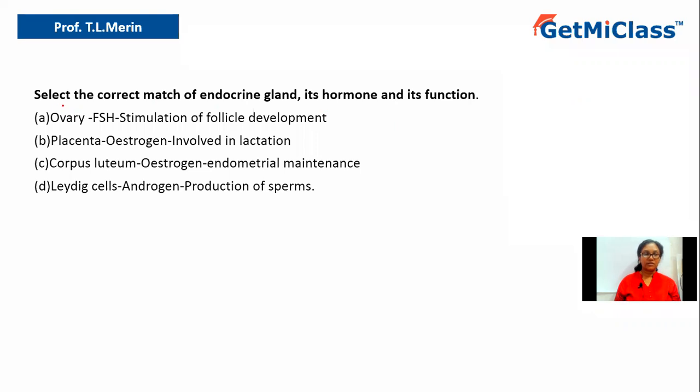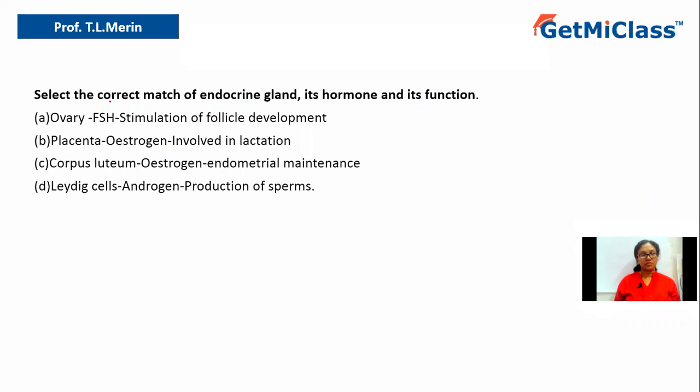Today we are going to solve this question which is select the correct match of endocrine gland, its hormone and its function. Option A, ovary, FSH, stimulation of follicle development. Option B, placenta, estrogen, involved in lactation. Option C, corpus luteum, estrogen, endometrial maintenance. Option D, Leydig cells, androgen, production of sperm.